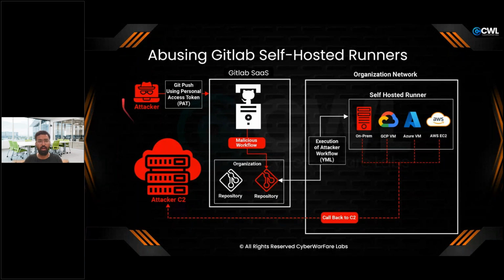So here we have an attacker. We will assume that the attacker has already got access to the PAT, or personal access token, right? And there is a GitLab SaaS platform present here. The organization is using the GitLab SaaS platform for maintaining and managing their code repositories. So that is what the organization does.